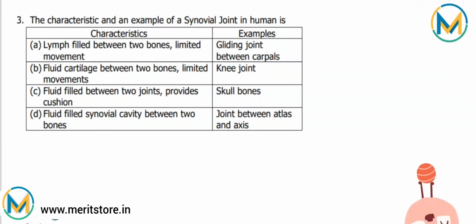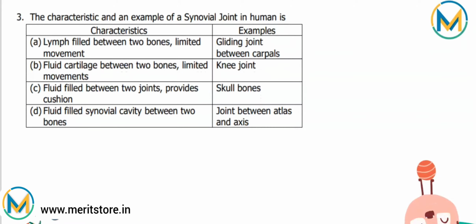The characteristic and an example of synovial joint is. So for synovial joint, we are supposed to look for the characteristic and the examples related to it. Option A, fluid filled between two bones, limited movement, is not related, or the example is not valid for this because it's a gliding joint between carpals. Next, option B is fluid cartilage between two bones and limited movement, and the example given is knee joint, as these two are not related.